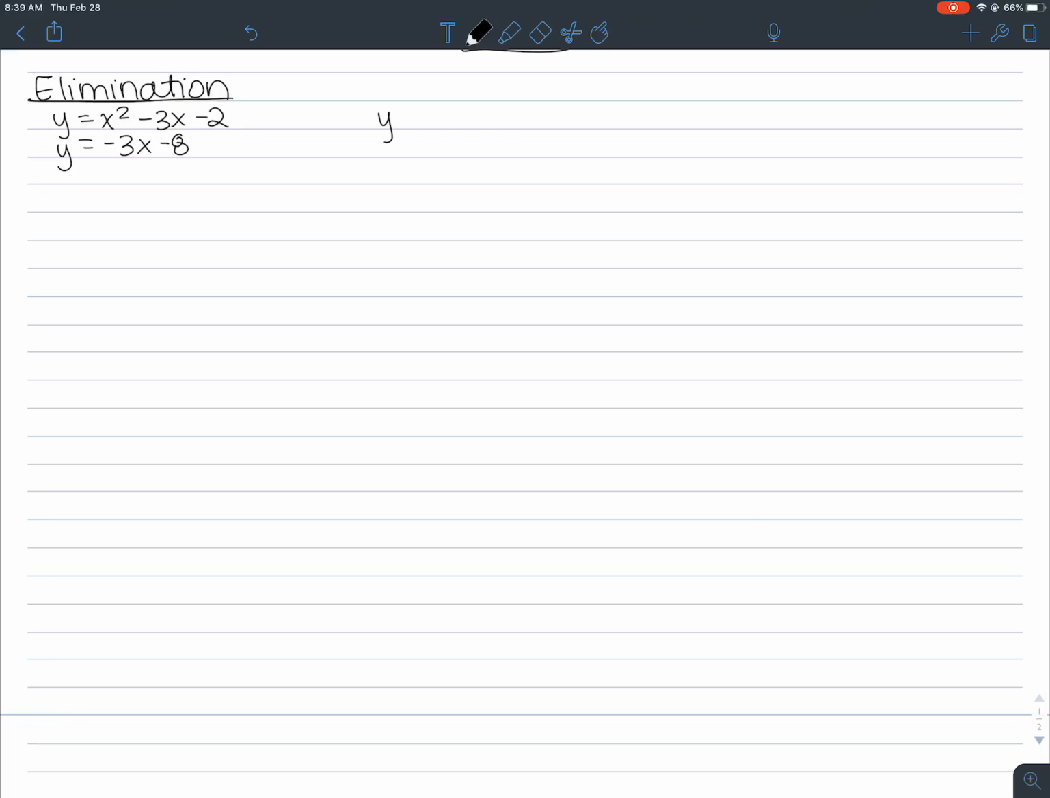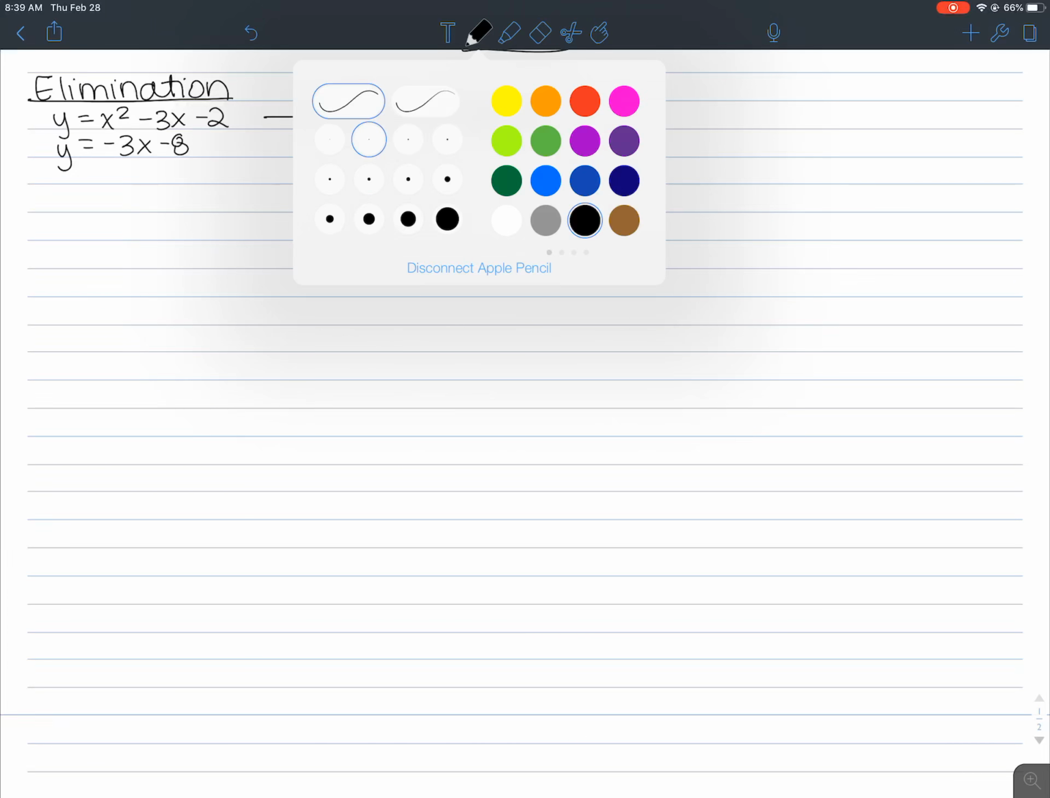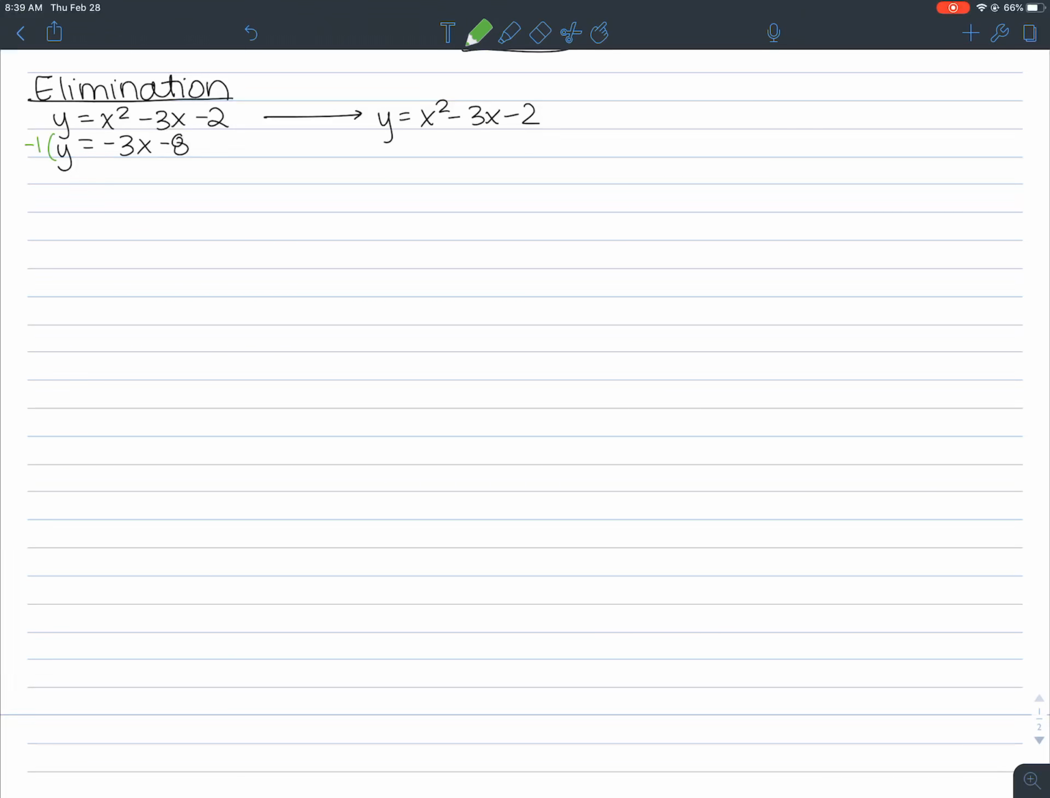So I'm going to do y equals x squared minus 3x minus 2. That didn't change at all. And then I personally like to multiply by negative 1 to this whole thing, so that it becomes negative y equals positive 3x, but I'm going to stack that positive 3x under its like term and leave a gap because I don't have a squared term there. And then negative 8 times negative 1 is positive 8.